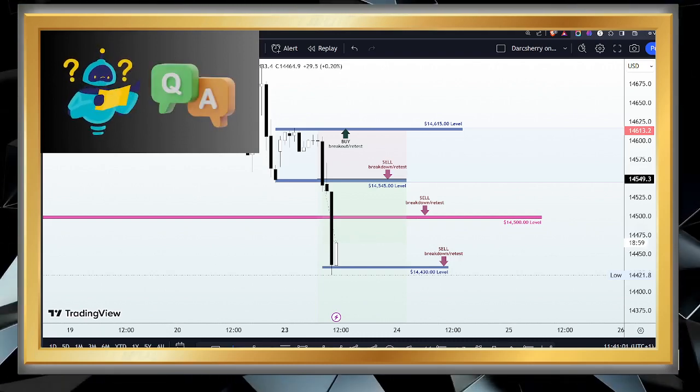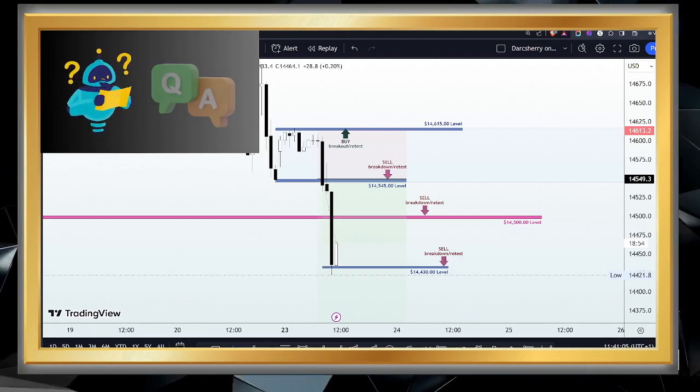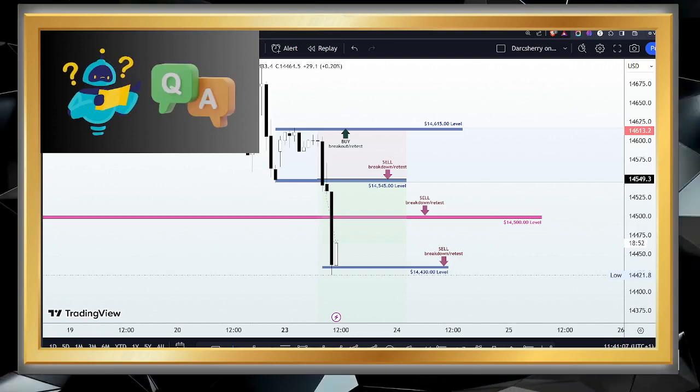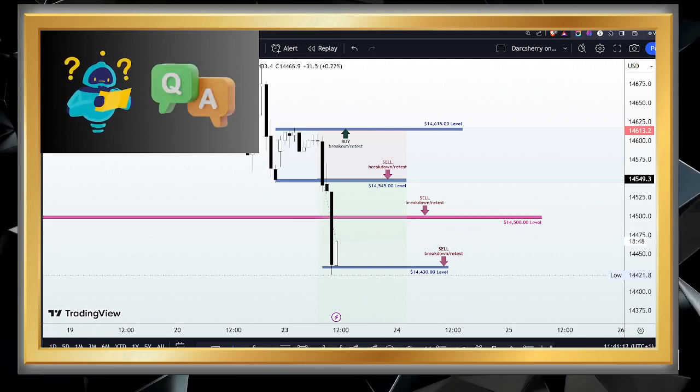So, with that being said, and in the absence of any questions, I want to assume that we are all on the same page. And in that regard, let's move on to the next asset on our watch list for today.